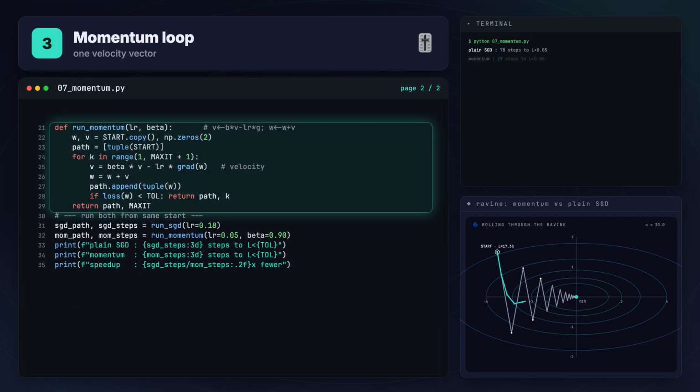The momentum loop: one new line of state, v initialized to 0, and the update becomes two lines: v = beta·v − LR·grad(W), then W = W + v. Same beta of 0.9. The velocity vector is what carries the accumulated W1 motion forward. It clears the same 0.05 threshold in 29 steps. Same surface, same start, same stopping rule. The only difference on screen is those two lines.